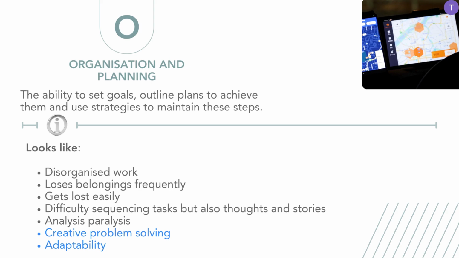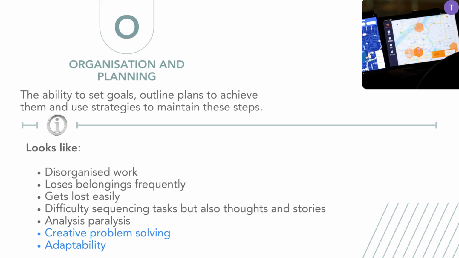It can look like difficulty sequencing tasks, but not just sequencing tasks, also sequencing and organizing their thoughts and their stories. And so these kids might have a really great idea. They kind of know how the story wants to end, but they're not able to organize their thoughts in a way that allows you to really follow the story, and sort of allows them to show that great imagination.